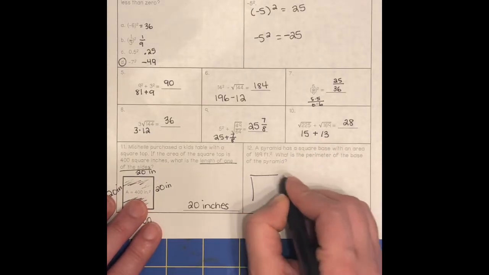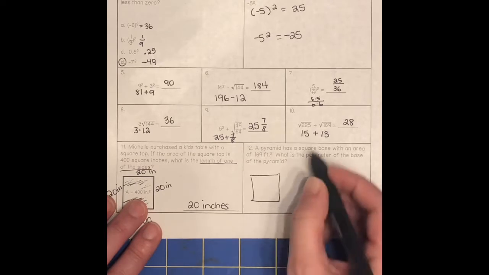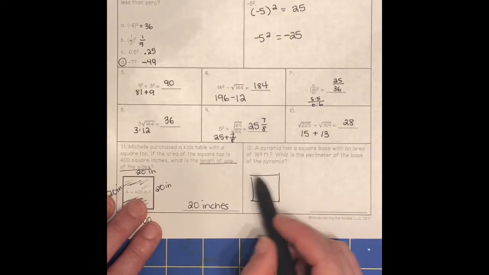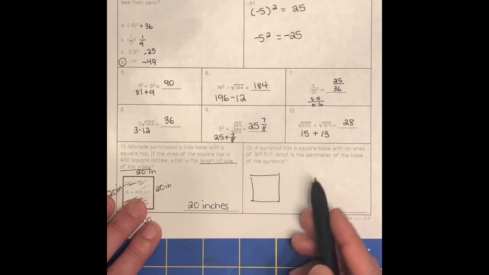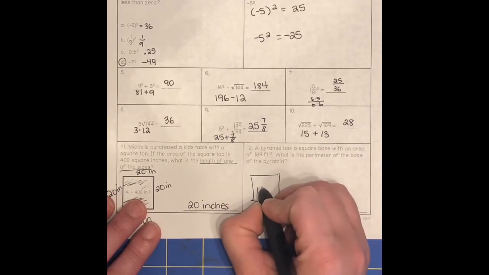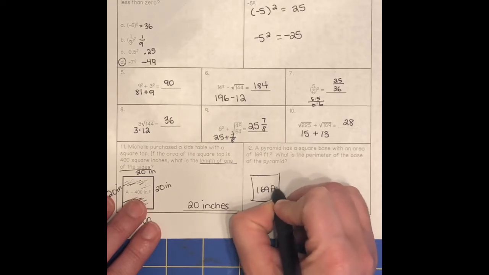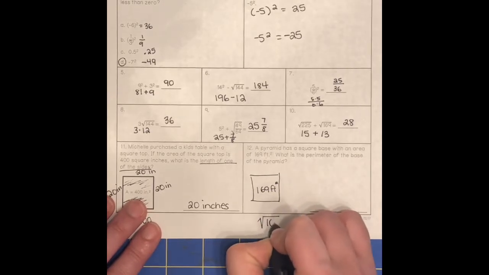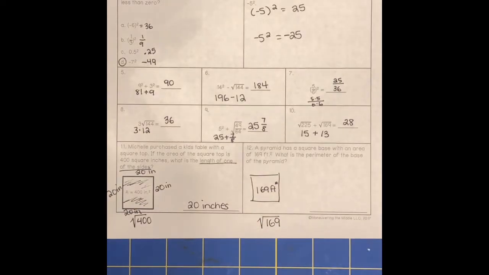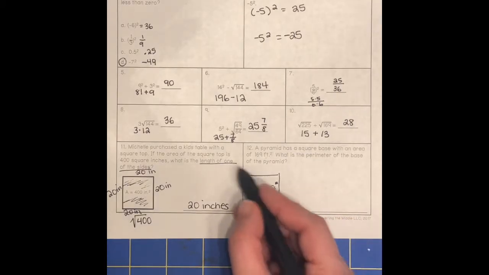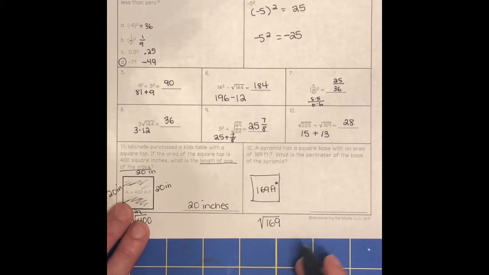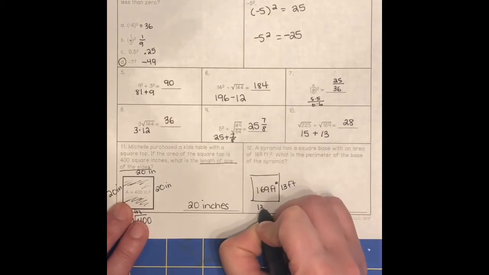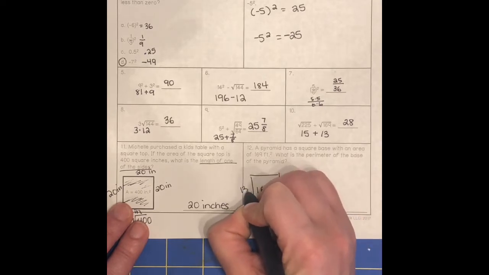So when I'm talking about this, the pyramid would meet up at a point up here in the air, but the base of it, when I set it down, is a square. So the area of that is 169 feet square. And in order to figure out the perimeter, I have to take the square root of 169 feet, and that's going to tell me the length of each side. So I know that the square root of 169 is 13. That means each one of these sides of the square pyramid is 13 feet.